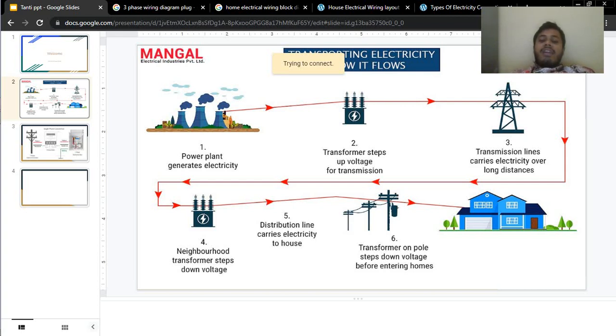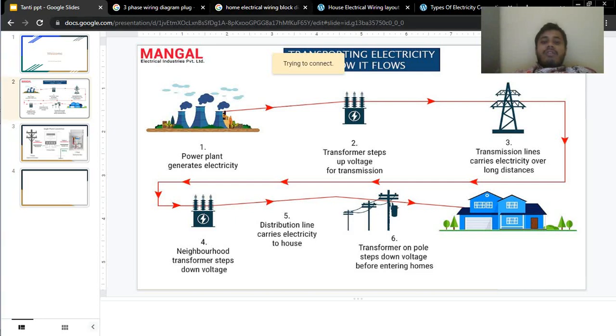In the plant it is like 11 kV, 11,000 volts, that is being passed and supplied. After stepping down we have 440 or 220 volts in India. Now the distribution line carries electricity to the house, and this is our transformer on the pole that steps down voltage before entering the home. So we reduce the voltage here and use it.